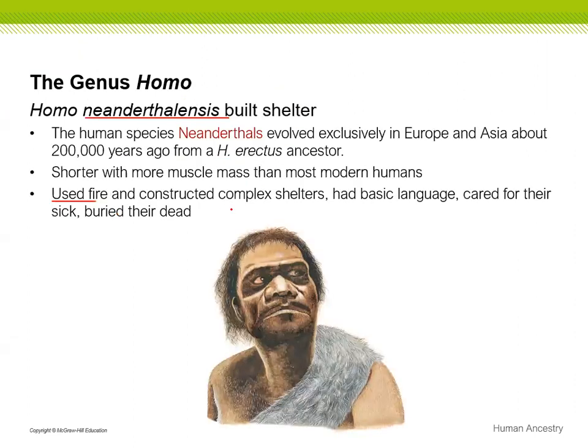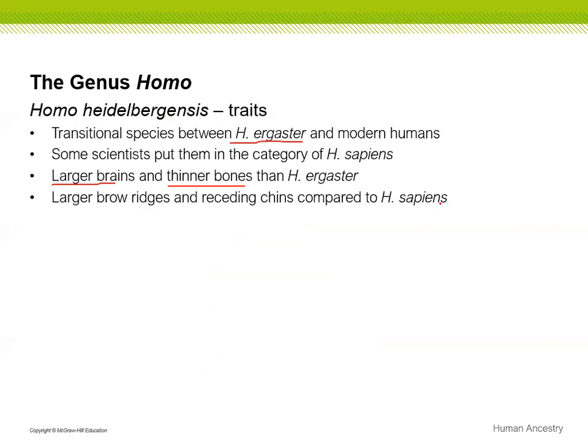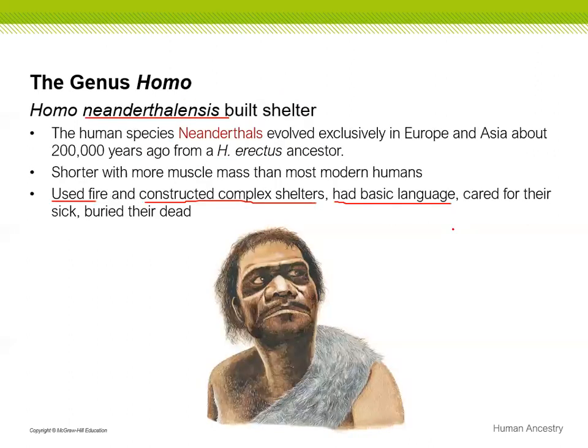Used fire, used tools, but we created complex shelters. We know that there was language. This is unclear for the other ones thus far. We know that there was care for the sick, and we know that they buried the dead. Question, and it's fine to guess, how do we know so much more about these guys than all of these? We know about their social structures here. How is that possible?